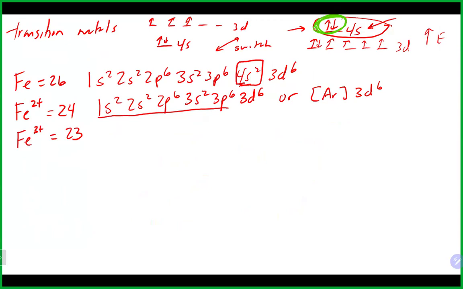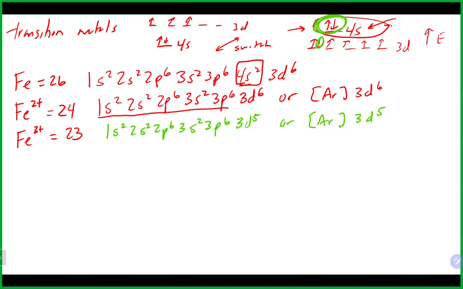So at this point, we would then have to come back down and grab 1 electron off of the D in this case, and we would end up with an electron configuration of 1s2, 2s2, 2p6, 3s2, 3p6, and 3d5, or argon 3d5. So a couple of things that are different with transition metals, as you can see, we will take those S's first, and then if necessary, go into the D's.